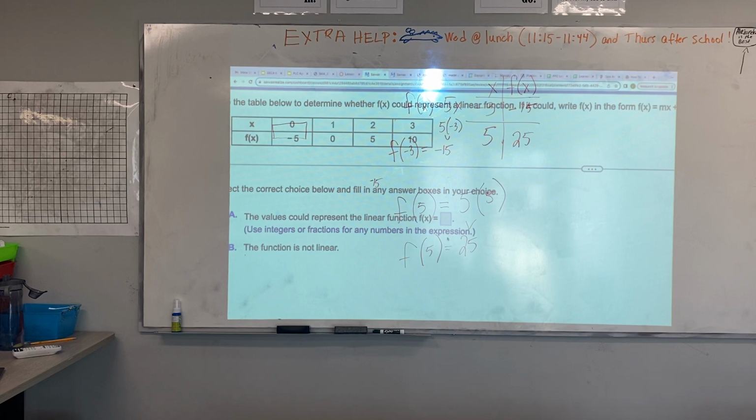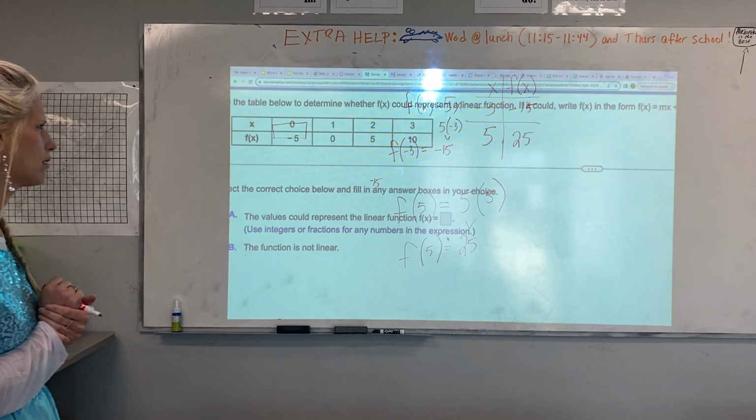Okay. Did you plug in your -3? Did you plug in your -3 yet? So you have the exact same function that I had. And your first x value is the exact same first x value that I had. Yeah, but like, I don't know. Okay. I don't know what to do.